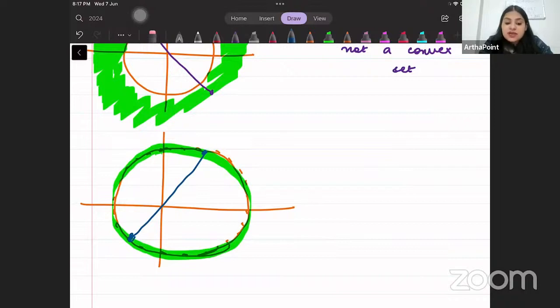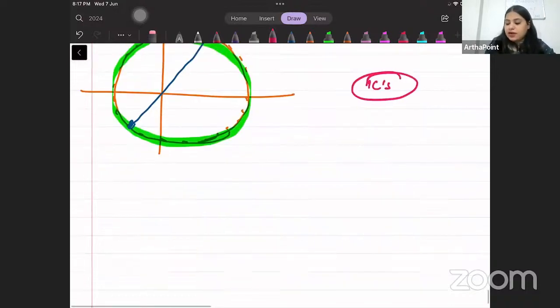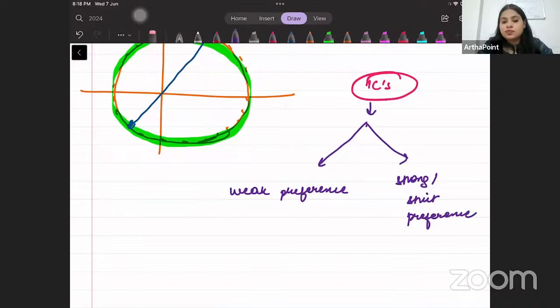On very similar basis, we want to go ahead and ask, is an IC, indifference curve, a convex set or not? But it depends on something, and I will come back to that dotted part again in a while. It depends on whether we are talking about weak preference or strong preference or strict preference. And here I would like to help you understand what are the two.